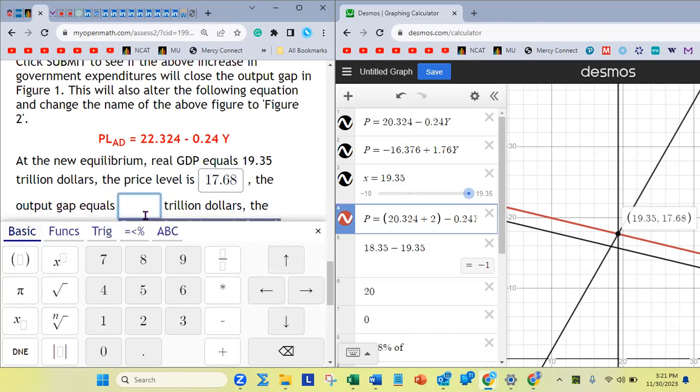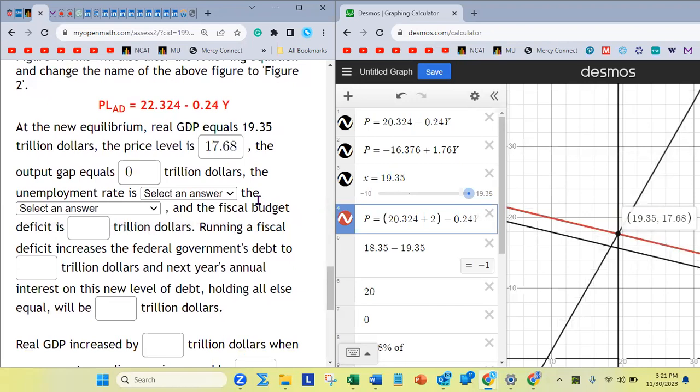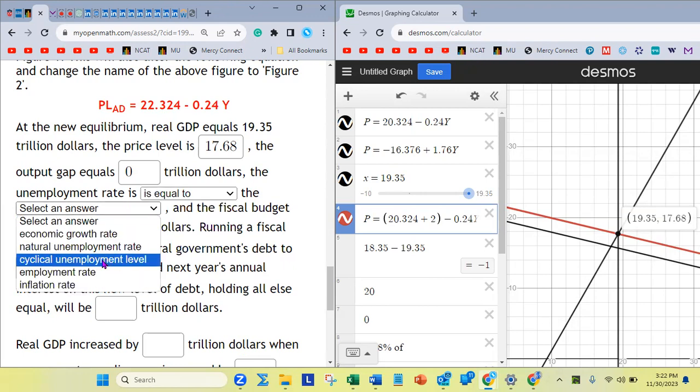The output gap is 0 because GDP equals potential GDP. Right? Now we're on the production possibility frontier. And when we're on the production possibility frontier, the unemployment rate is equal to the natural rate of unemployment.